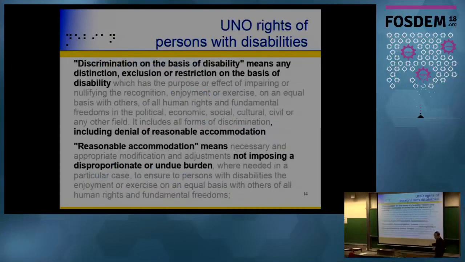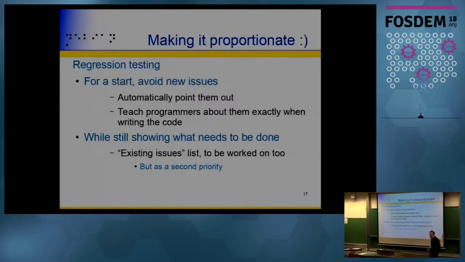Just to give the legal things, the rights of persons with disabilities: I put everything here so you can read it offline, but basically discrimination is exclusion on the basis of disability, including denial of reasonable accommodation. So even if you don't do this on purpose, it's considered exclusion. And reasonable, what does it mean? Not imposing a disproportionate or undue burden. Okay, it's not much clearer, but at least it has a legal meaning, disproportionate. And the question is how to make it proportionate.